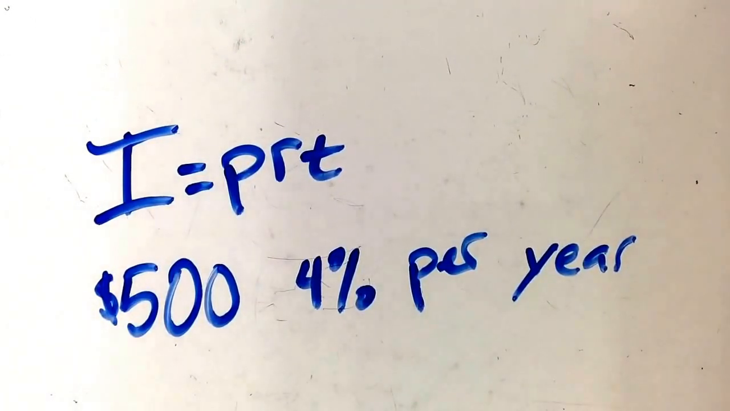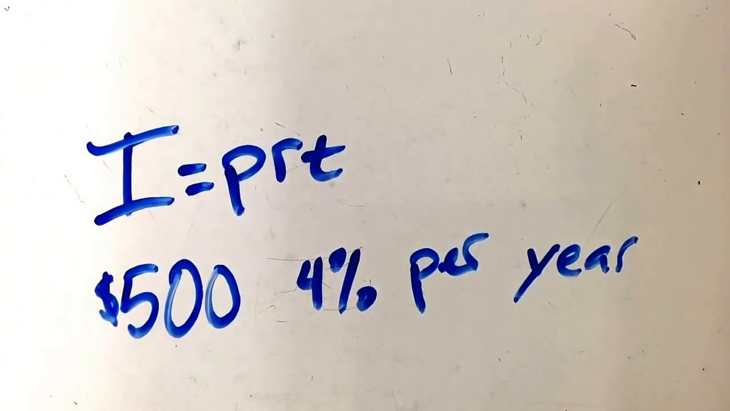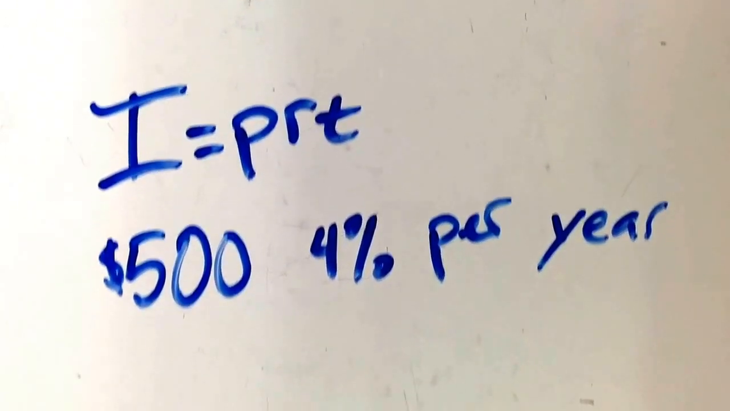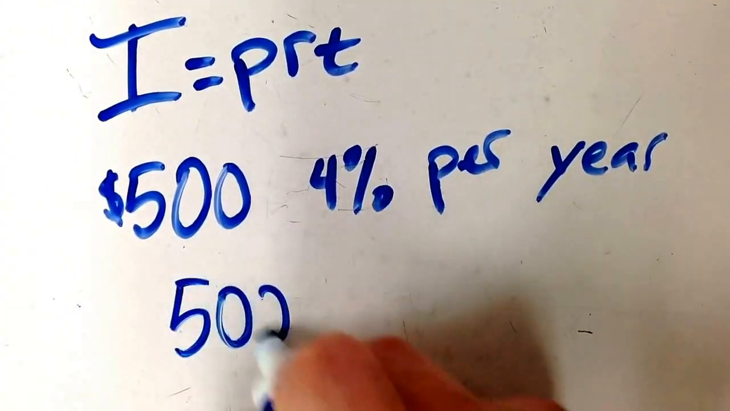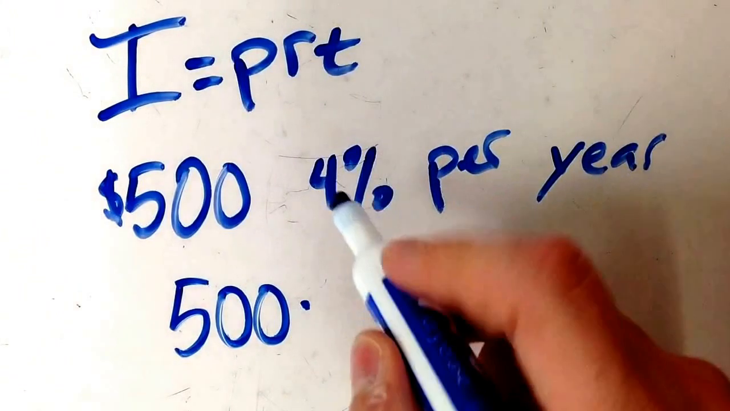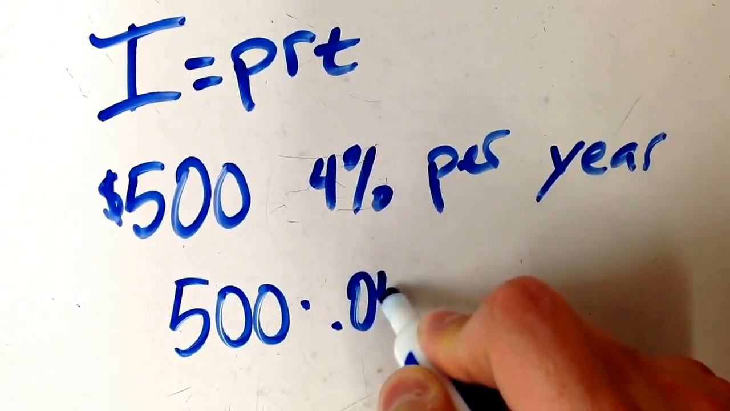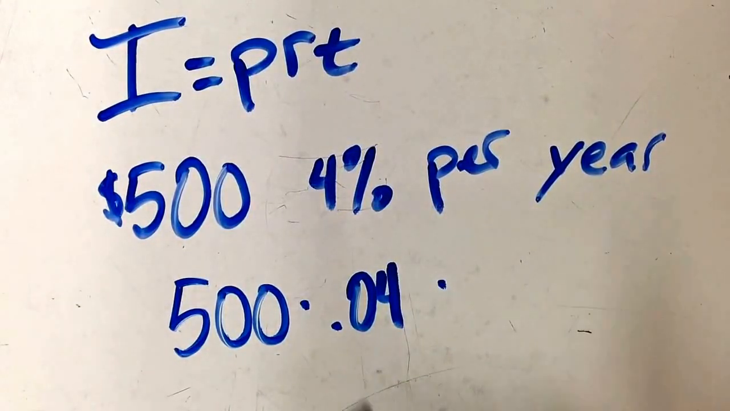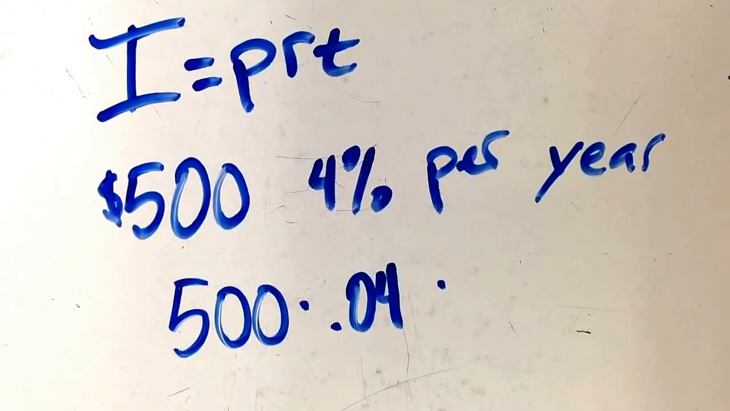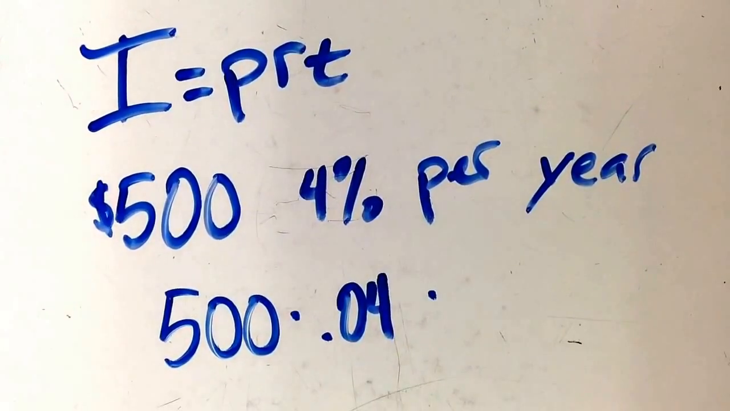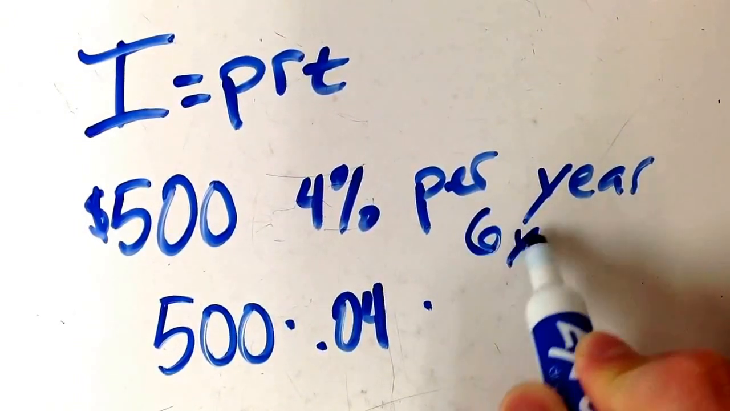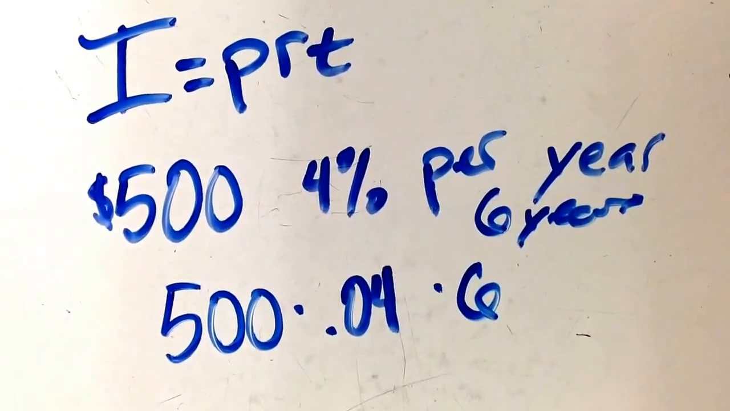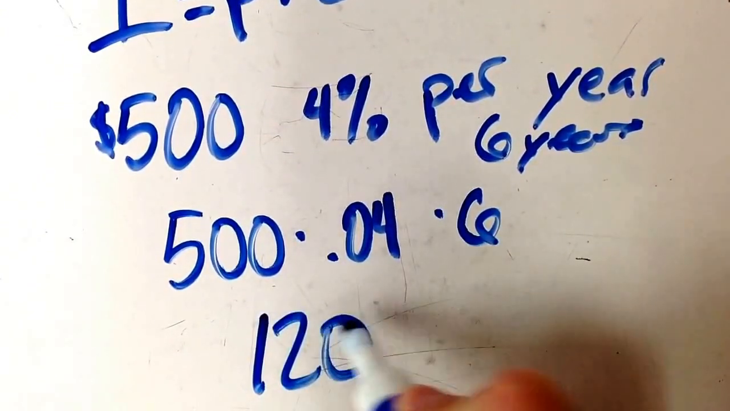So let's say they say you deposit $500 in a savings account, the interest rate is 4% per year. I would take this information and plug it into my formula. So I would do 500 times 4%, which I'm going to write as a decimal to be 0.04, times however many years I'm going to put it in. In this problem, example 1 in your textbook, they say per year for 6 years. So I multiply by 6. When I multiply that together, I'm going to get a value of $120.